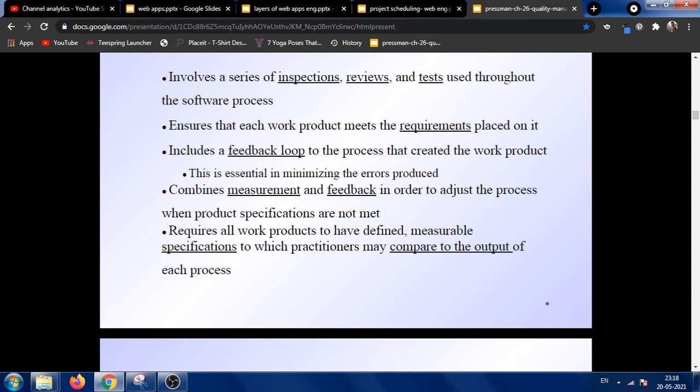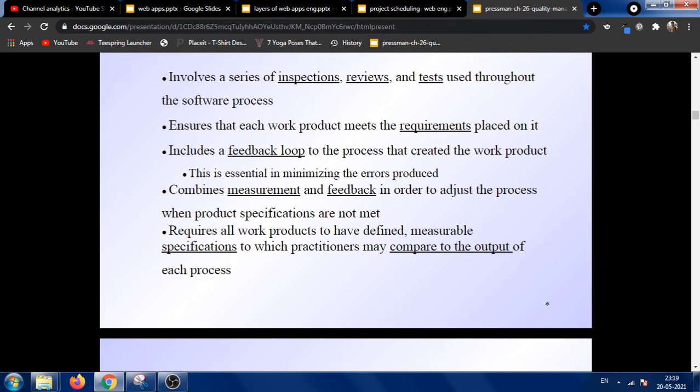Next, it includes a feedback loop to the process that created the work product. This is essential in minimizing the errors produced. What is the feedback loop? Every time, feedback has to be given at a particular milestone or level. Are we doing the process okay? If so, then we move to the next level. Otherwise, based on this feedback, the loop has to execute the previous process again in order to get quality in the process.